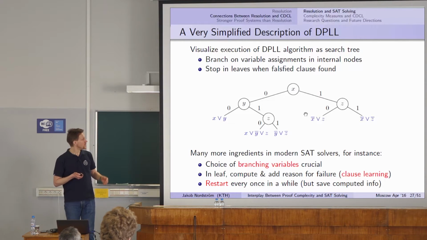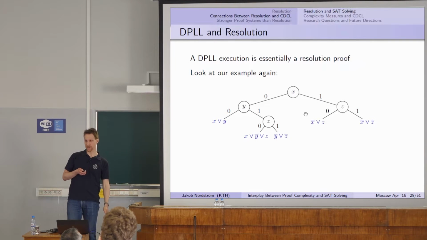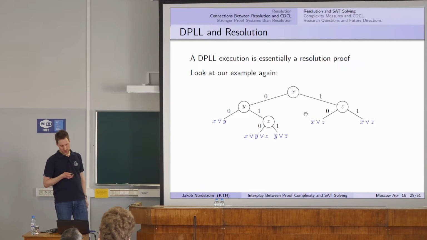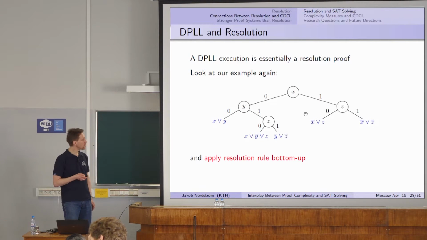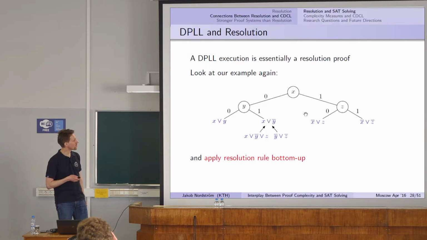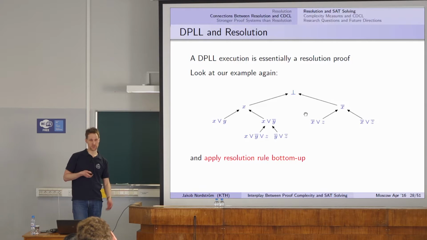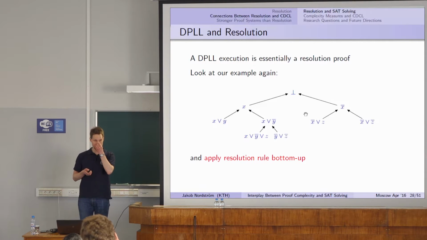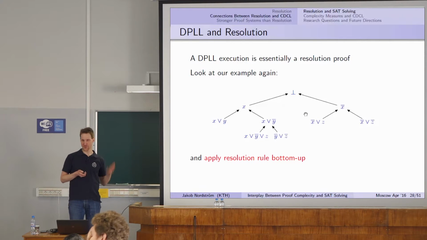the main idea. And the point is that if you look at this, this is a resolution proof. Let me show you that this is a resolution proof. What you do is look at the variables you're branching over, and bottom up, you apply resolution steps. And you get a resolution proof. I'm cheating you a little bit, but not too much. You can make this work.